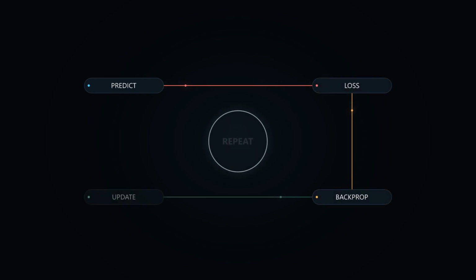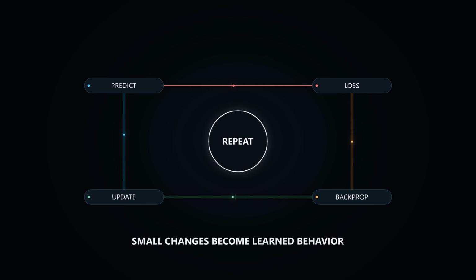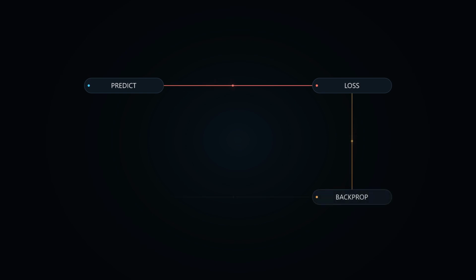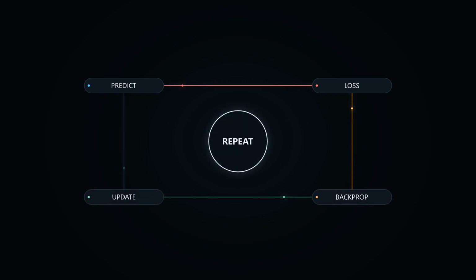Here's the mental model to keep. A prediction travels forward, a measured correction travels backward. The optimizer makes a small change. Repetition turns those small changes into learned behavior. AI learns by correction, not reflection. It can become remarkably capable without ever feeling a mistake, and what it learns depends on the data, the objective, and the people who choose both.